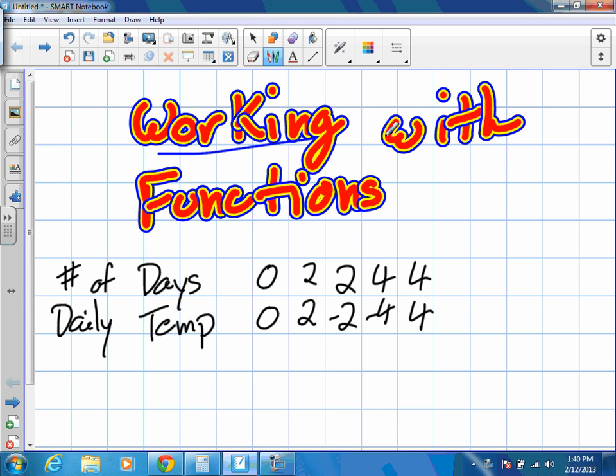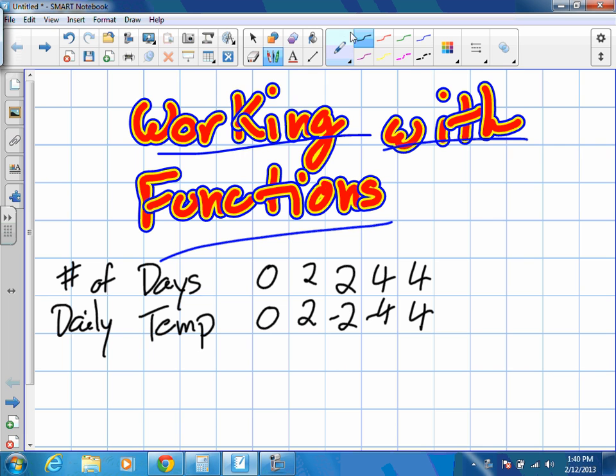Working with functions. This question has given us some information. What we're going to do is try to organize it several different ways. So here's our first question.